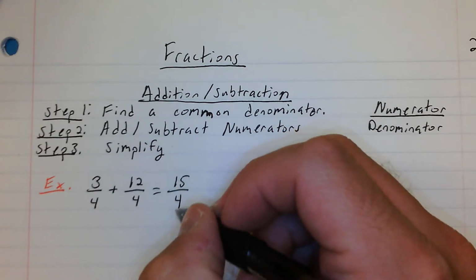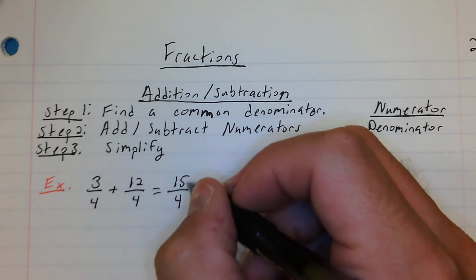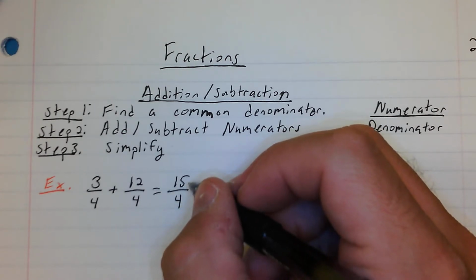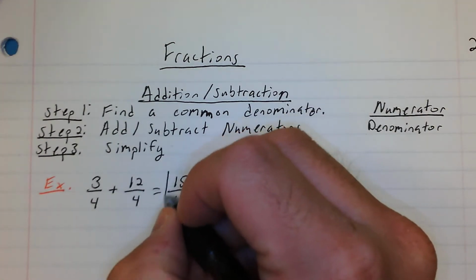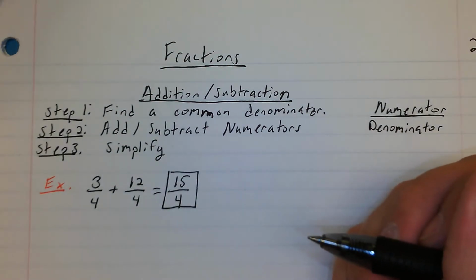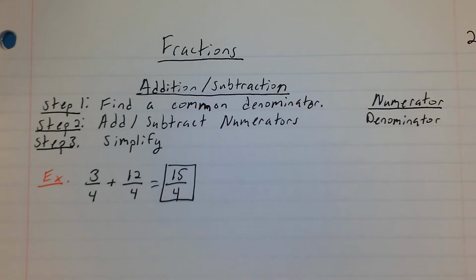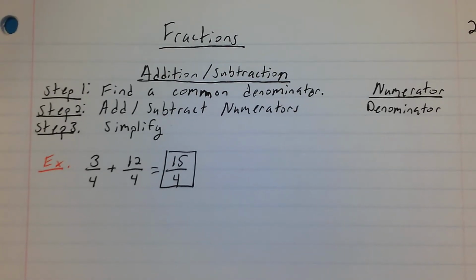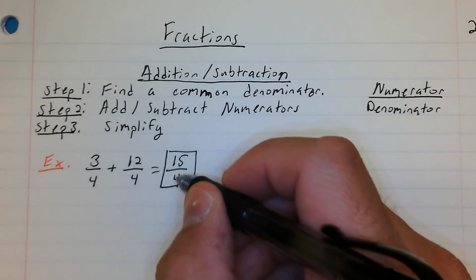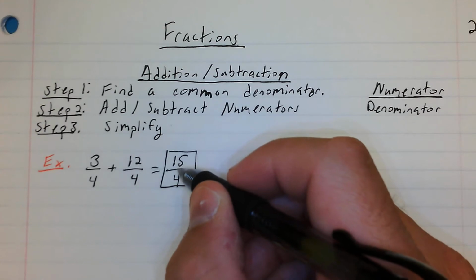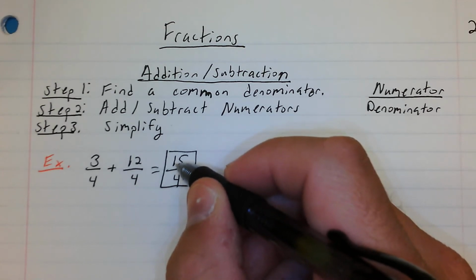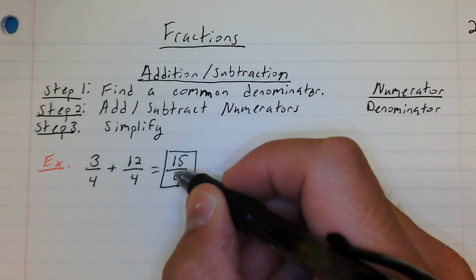Now, I need to simplify that. Well, I can't. 4 does not go into 15 evenly, right? And there are no common factors between 15 and 4. So therefore, 15 over 4 is my simplified answer. And again, keep it in improper form. Do not convert it over to proper. But you do need to realize that it's not that 4 can go into 15, right? So this is technically 3 and 3/4. It's the same thing, but please just keep it in improper form.